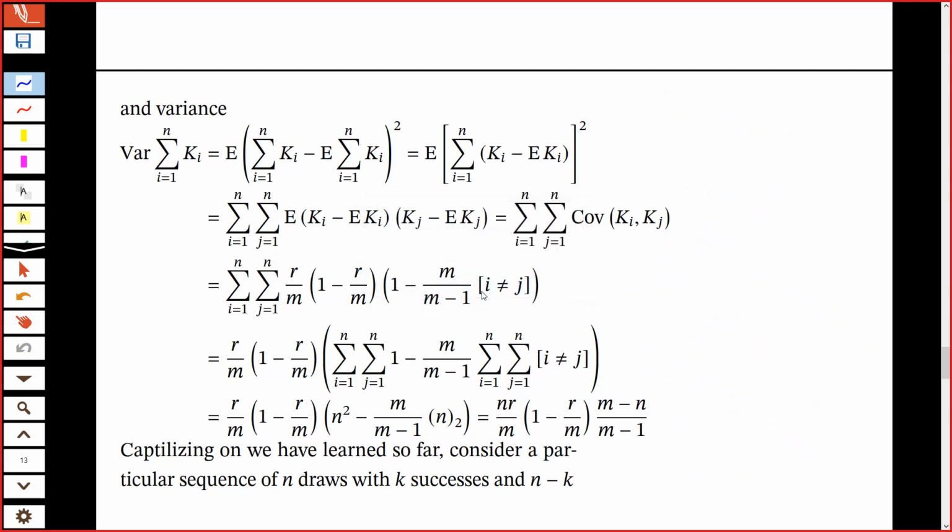And what you need to remember is that this summation is applied to 1 twice, so this will be n squared as I said, and the rest you can fill in. You will get the variance of a sum of dependent variables.